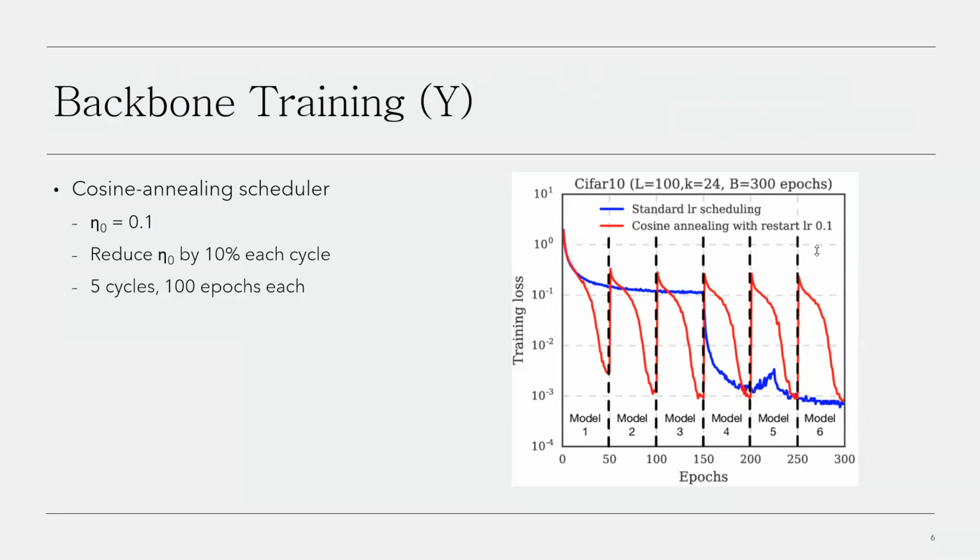So in their paper, they used an n sub 0 of 0.1. So that is the peak amplitude that they started with at epoch 0. And after each cycle, or in this case, the image calls it a model, you reduce that maximum amplitude by 10%. So you get a steady decrease to really hone in on your training loss. And so they use 5 different cycles or models for 100 epochs each. The image uses 6 models for 50 epochs each, so you can see some slight similarities there.